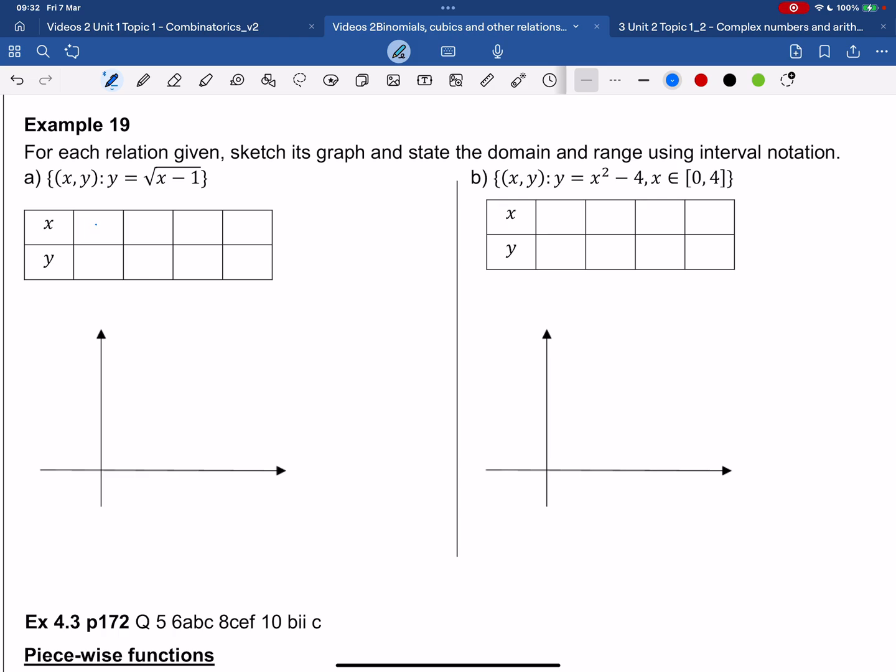So we're going to go from 1, 2, 3, 4. And I've picked positive numbers there because if I put 0 in at x, I would get the square root of a negative number. And we don't know how to do that in methods. We don't do complex numbers. Okay. So if I put a value of 1 in there, we have the square root of 0, which is 0. If I put a value of 2 in there, I have the square root of 1, which is 1. If I put a 3 in there, I have square root of 2. And if I put a 4 in there, I have square root of 3.